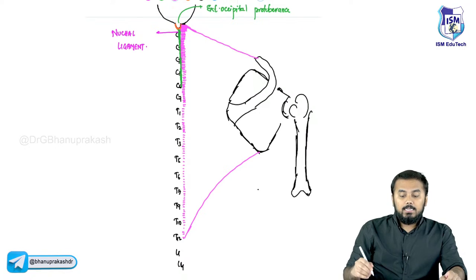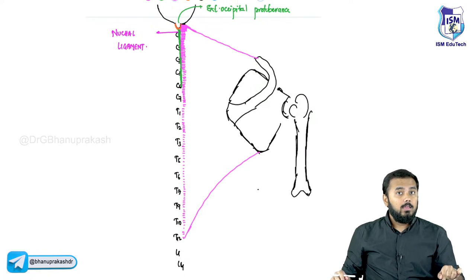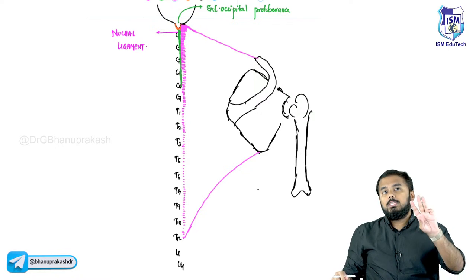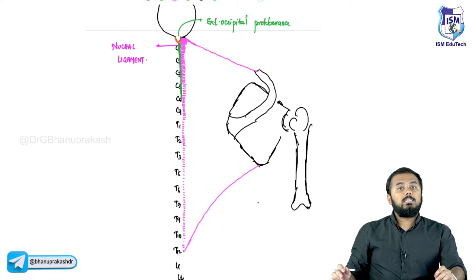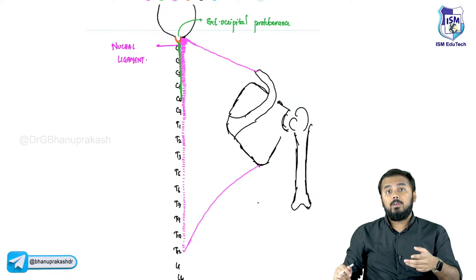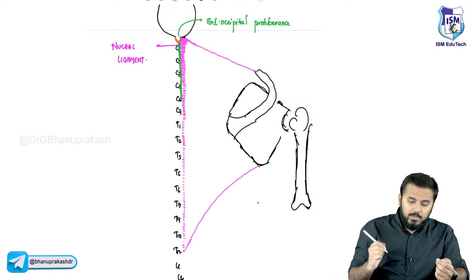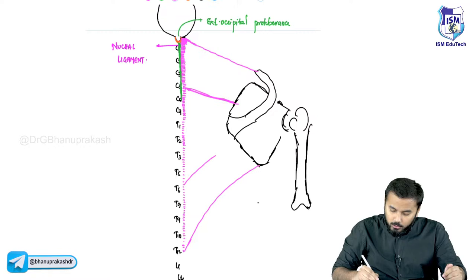This entire muscle which is covering the scapula is called your trapezius. But before I teach you the function of trapezius, you should know three important things. Within this trapezius, there are three different types of fibers. What are these three different types of fibers? One group of fibers is till here, and the other group is like this.